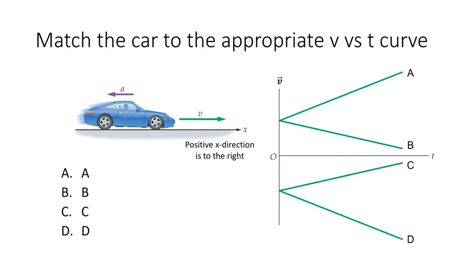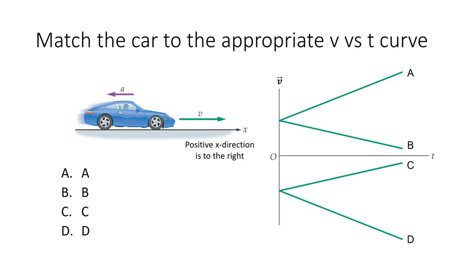Okay, so now just a quick question to try to compute that information. Now we want to match the car to the appropriate v versus t curve. So here you'll want to be thinking about both of the pieces of information we learned today. What happens when our acceleration and our velocity are in opposite directions? And then also, how do we tell acceleration based on a velocity versus time curve, which is what we're shown here.